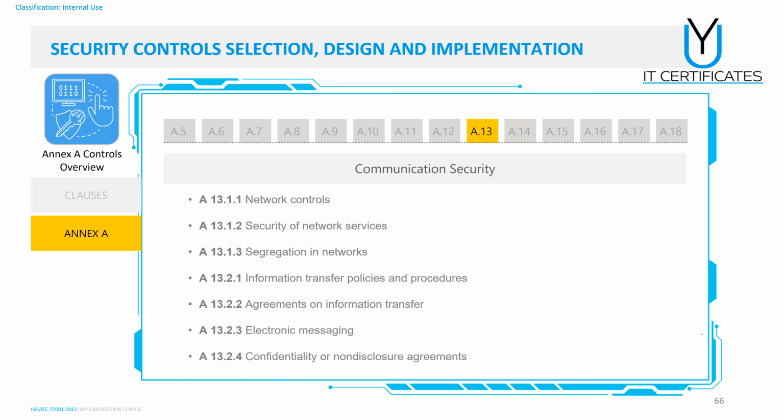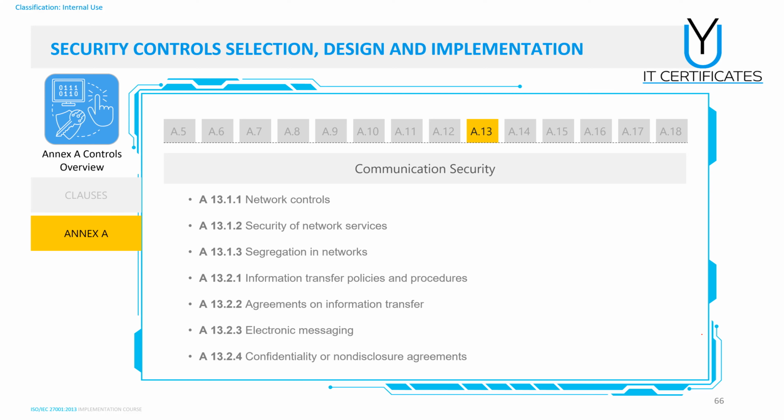A13 is communication security. Communication security will cover the network controls. Network controls can be VLANs, it can be zones, firewalls which manage the traffic between multiple zones. It can be encryption to encrypt the traffic over the network.